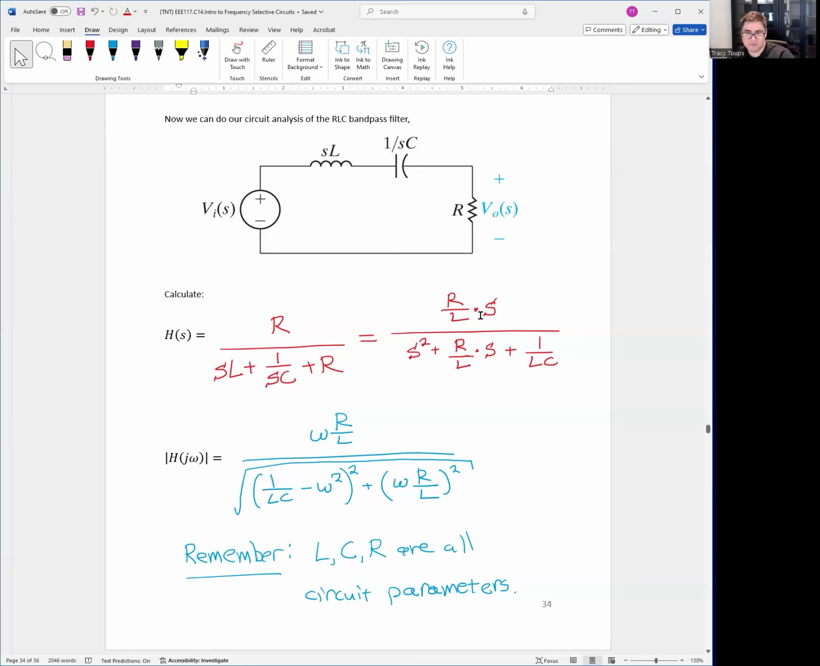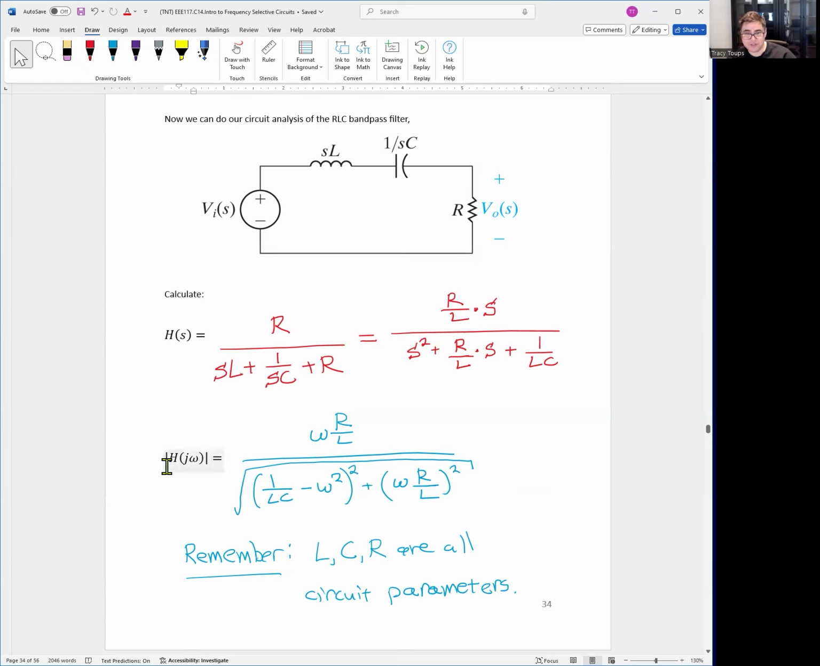It looks daunting, but realistically, all it is is S turns to JW, and you throw the J away because it's magnitude only. So you have omega R over L on top. On the bottom, this is just your real squared plus your imaginary squared. If you plug in JW for S squared and S here, you will get a JW squared. When you square the J, it's negative 1, so this would be a negative W squared, and that's a real number. This 1 over LC is a real number that goes over here. To get the magnitude of a complex number, you take the real part, which is this group right here, square it, and then add the imaginary part squared.